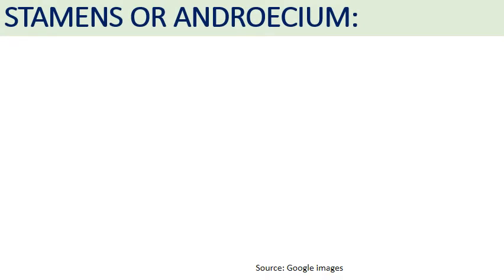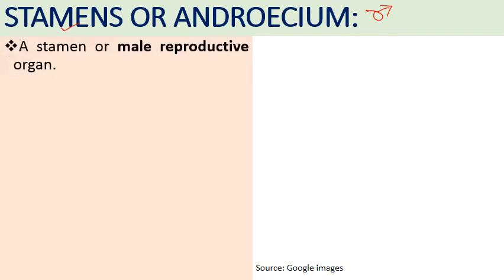Next comes the essential whorl's first part, that is stamen, or it is also known as Androecium. The collective term used for stamen is Androecium. It represents the male reproductive structure in case of plants. A stamen or a male reproductive organ is represented by Androecium.